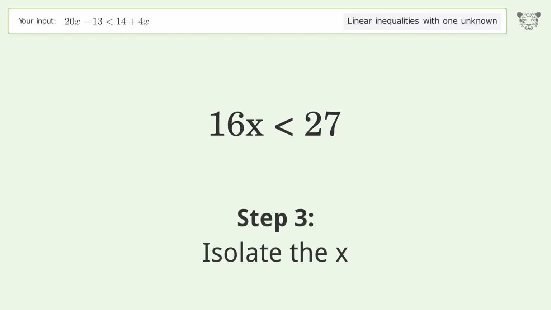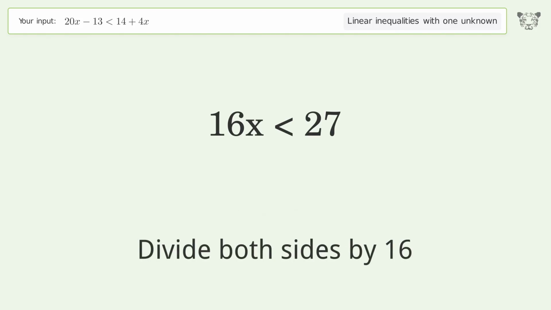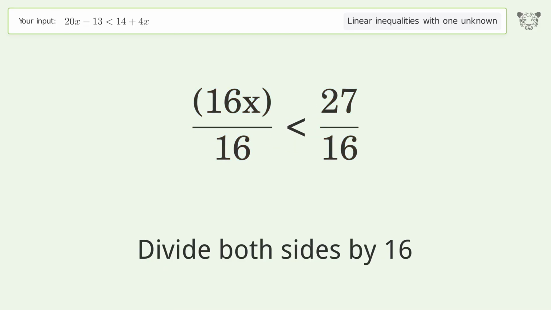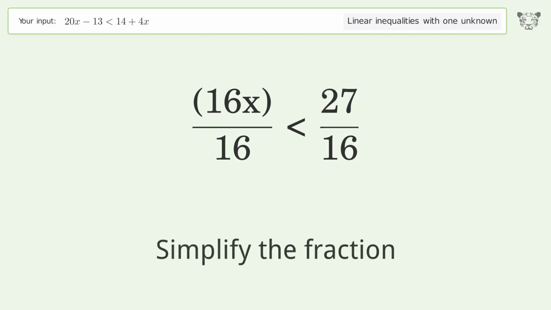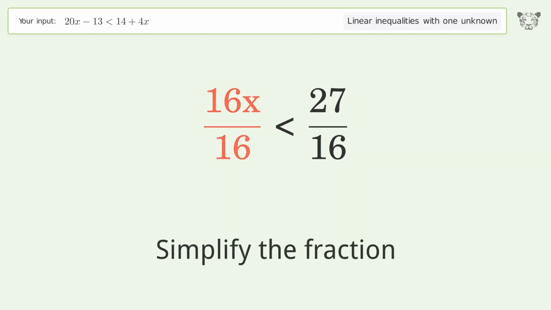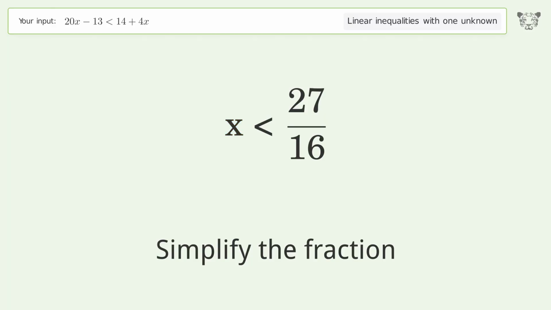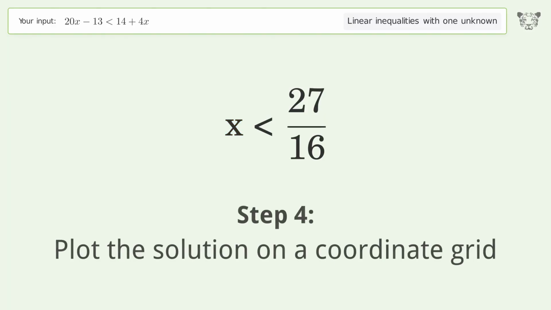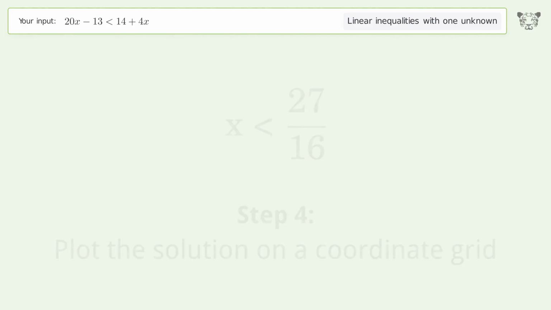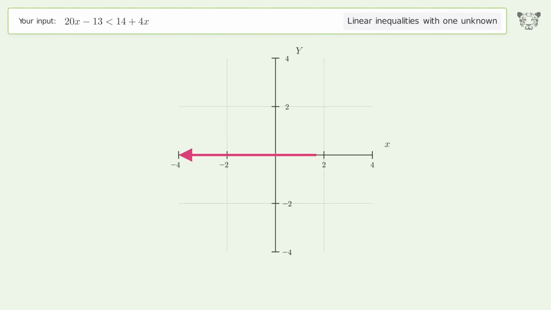Isolate the x. Divide both sides by 16. Simplify the fraction. Plot the solution on a coordinate grid. And so the final result is x smaller than 27/16 smaller than 111/16.